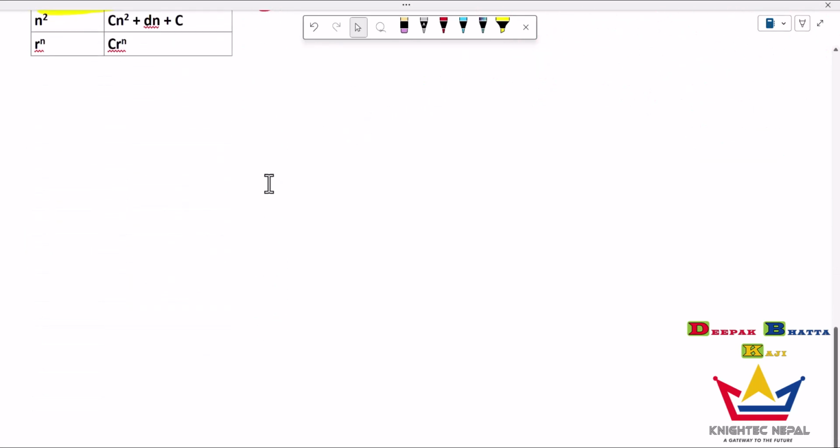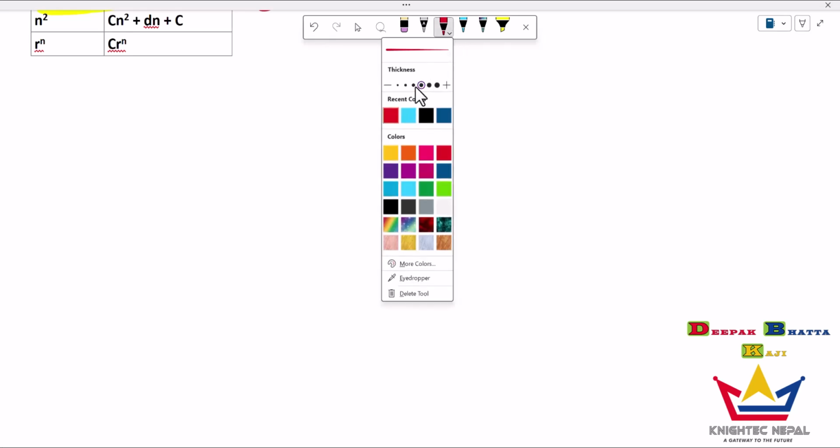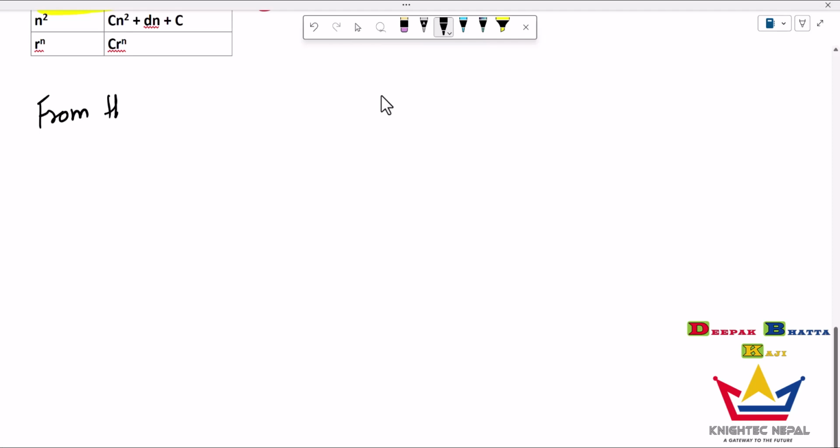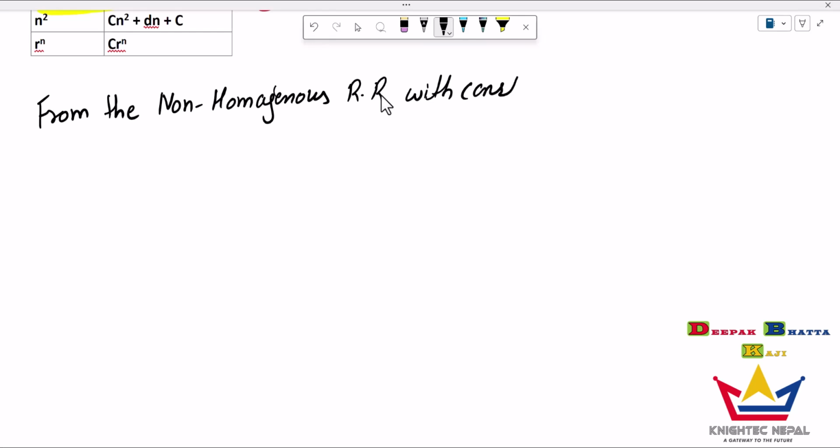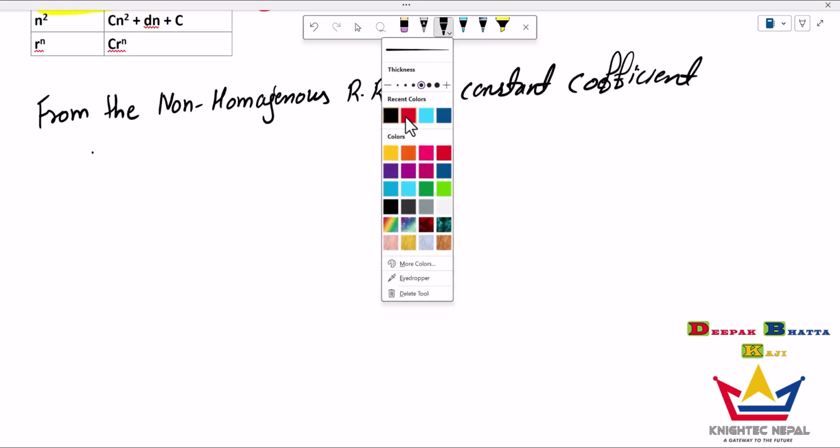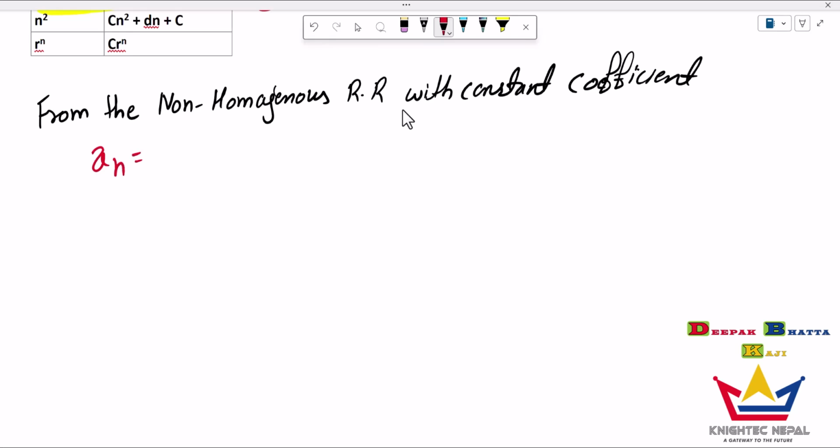Now solve the question. From the formula for the non-homogeneous recurrence relation with constant coefficients, we have the formula a_n = a_n^h + a_n^p. So this is the formula.